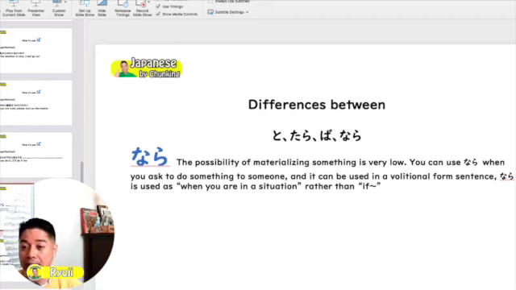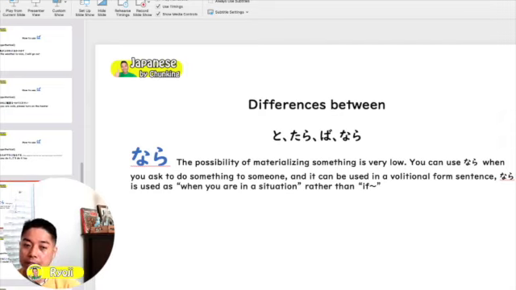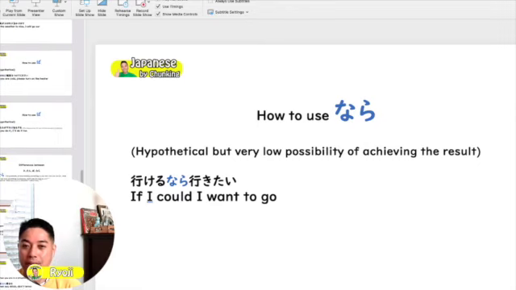Okay, next one, we're going to take a look at なら。なら the possibility of materializing something is very low. You can use なら when you ask to do something to someone, and it can be used in a volitional form sentence. なら is used as when you are in a situation rather than if. So let's see the example sentences so we can understand better.